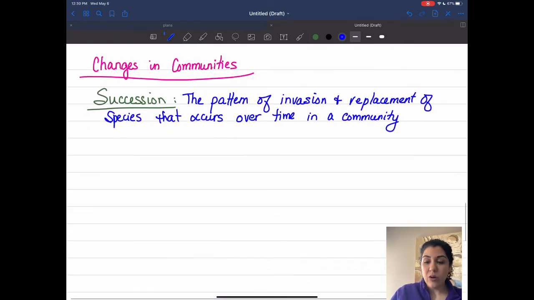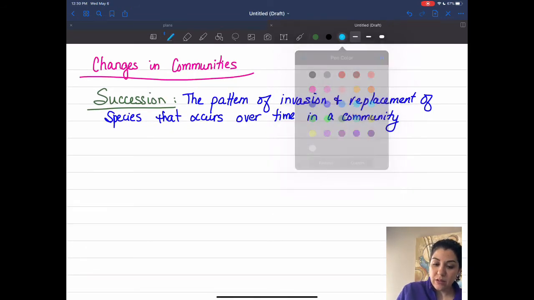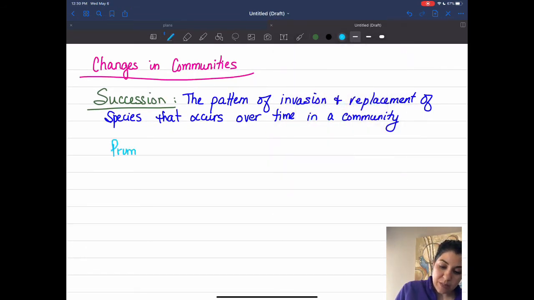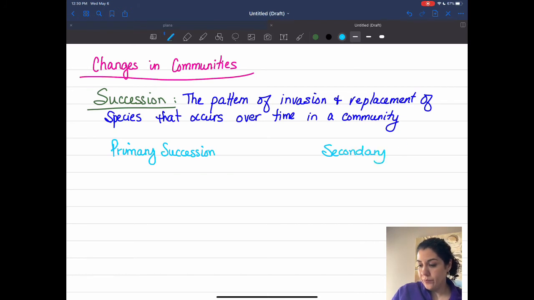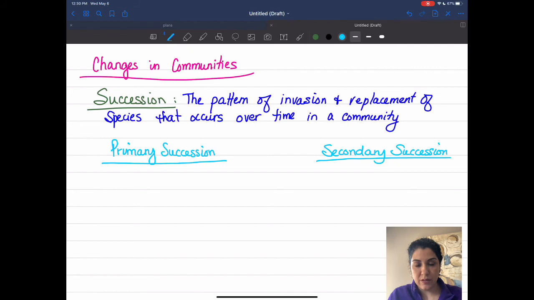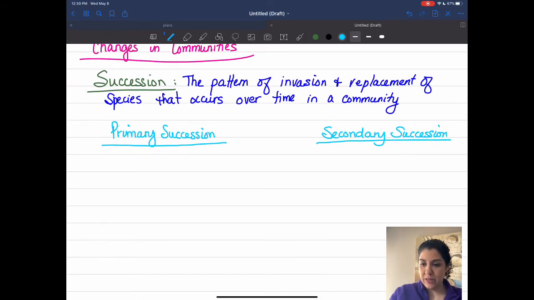Okay. And there are two kinds of succession: primary and secondary succession. And they're going to progress in the same way, but they occur for different reasons, and they're going to have a different timeline. So primary succession occurs where there was no community before.